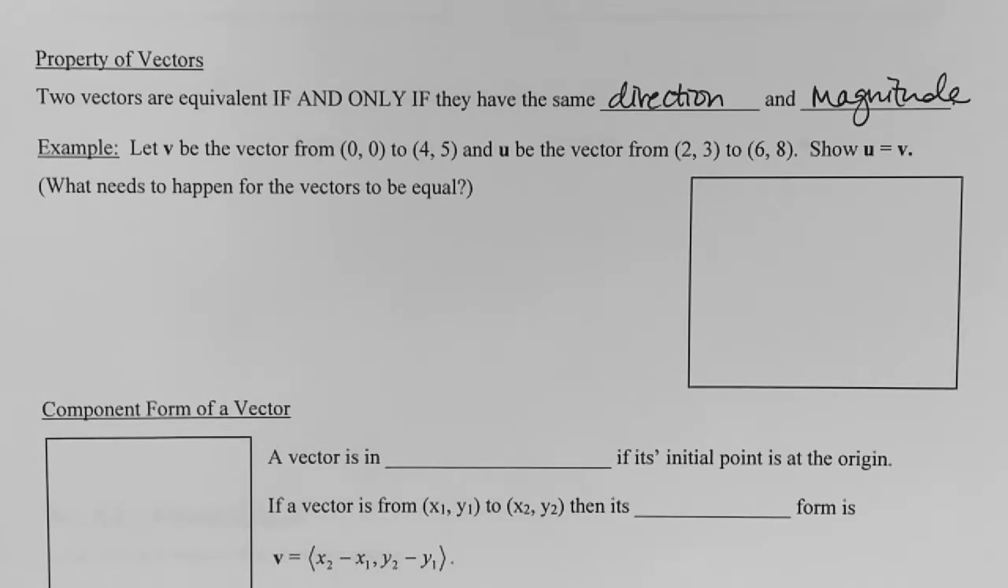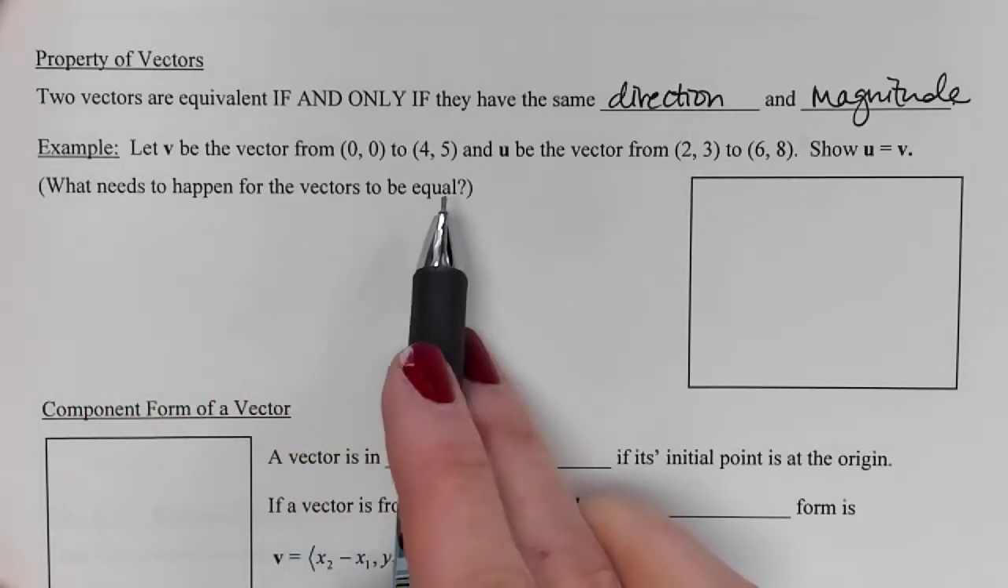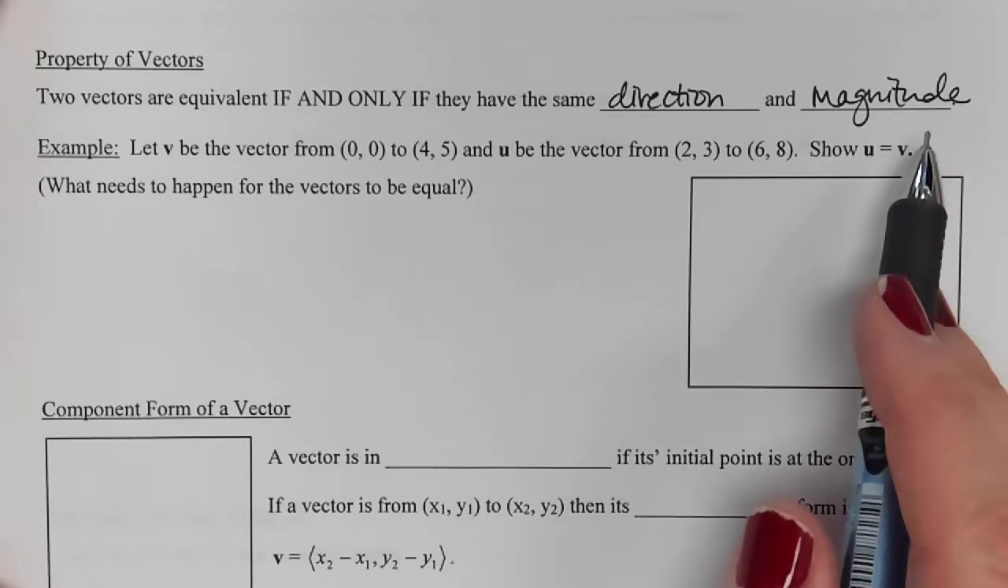So for an example, let v be the vector from (0, 0) to (4, 5), and u be the vector from (2, 3) to (6, 8). We're going to show that they are the same. What needs to happen for the vectors to be equal? They have to have the same direction and the same magnitude.